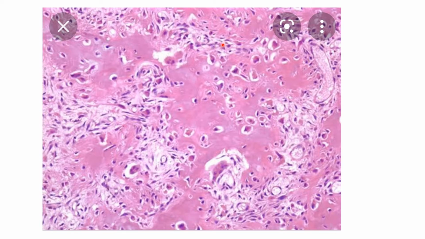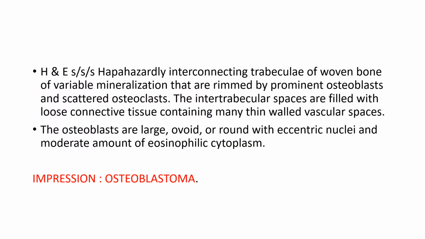These osteoblasts, which are rimming the trabeculae, are large, round to ovoid in shape, with eccentrically placed nucleus and moderate to abundant eosinophilic cytoplasm. The intertrabecular spaces are composed of loose connective tissue with thin-walled vascular spaces. Impression was osteoblastoma.